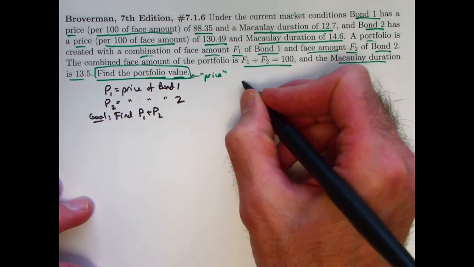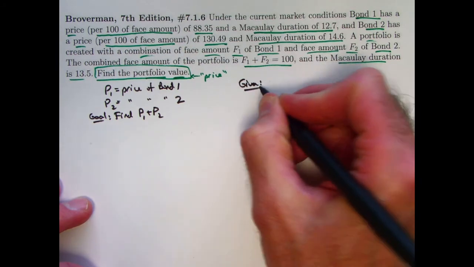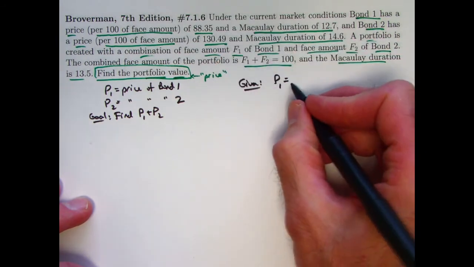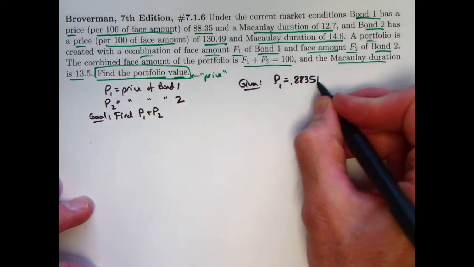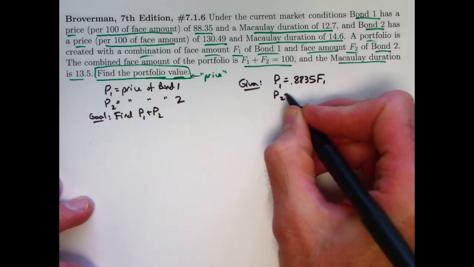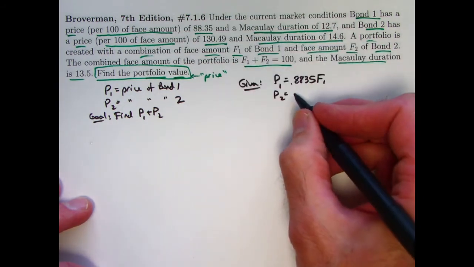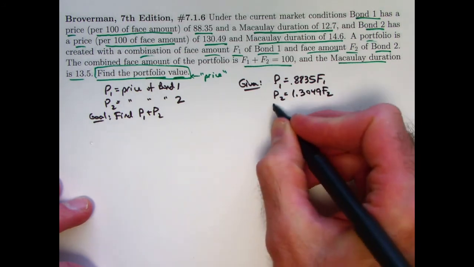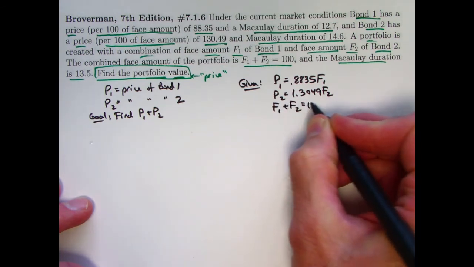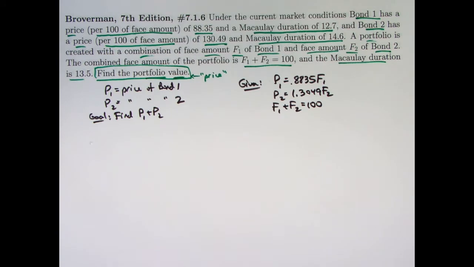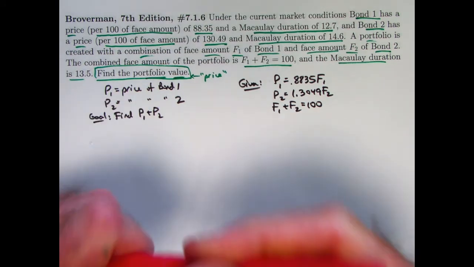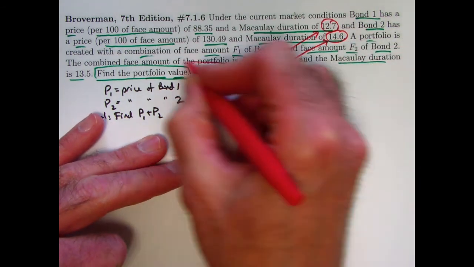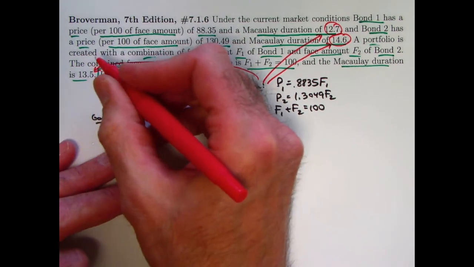It's probably also worth writing down what we are given. We're given that P1 is 88.35% of F1. In other words, it's 0.8835 times F1. P2 is 130.49% of F2, 1.3049 times F2. Given F1 plus F2 is 100, and finally we are also given those Macaulay durations that you see. We are given that the Macaulay duration of bond 1 is 12.7, of bond 2 is 14.6, and of the combination portfolio is 13.5.